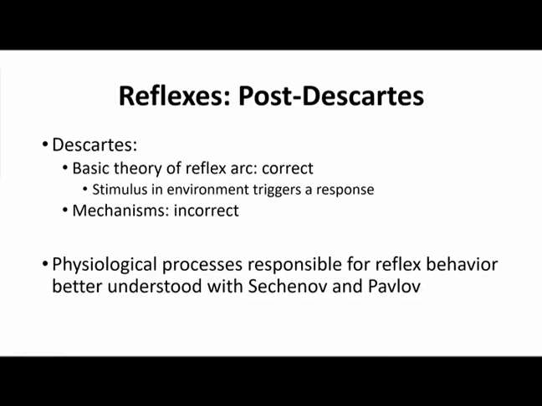Okay, but that's enough with associations. Let's go back to reflexes for a little bit. So Descartes, his basic theory of a reflex arc was correct, where the stimulus in the environment is going to be triggering a response. His mechanisms, not so much. So how did they figure out what was going on? How do we figure out how reflexes were actually working?